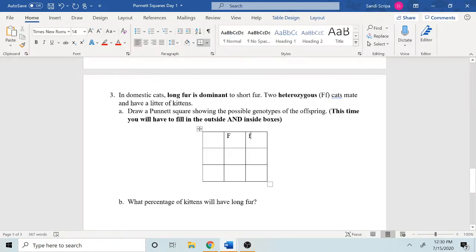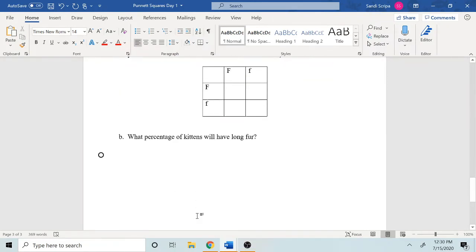So I'm going to write one parent across the top, one parent down the side. And what I want you to do is see if you can fill in these four boxes, see if you can find out what goes there. And then at the very end, it's going to ask you how many of them have long fur. Remember, if the box has big F, they have long fur. But if it has little f, that makes it short fur. So use that key to help you, all right?